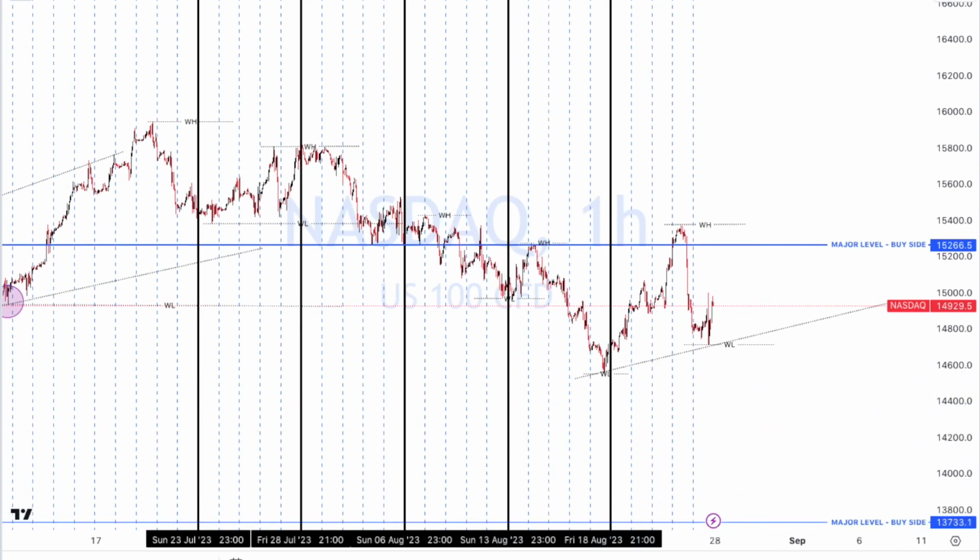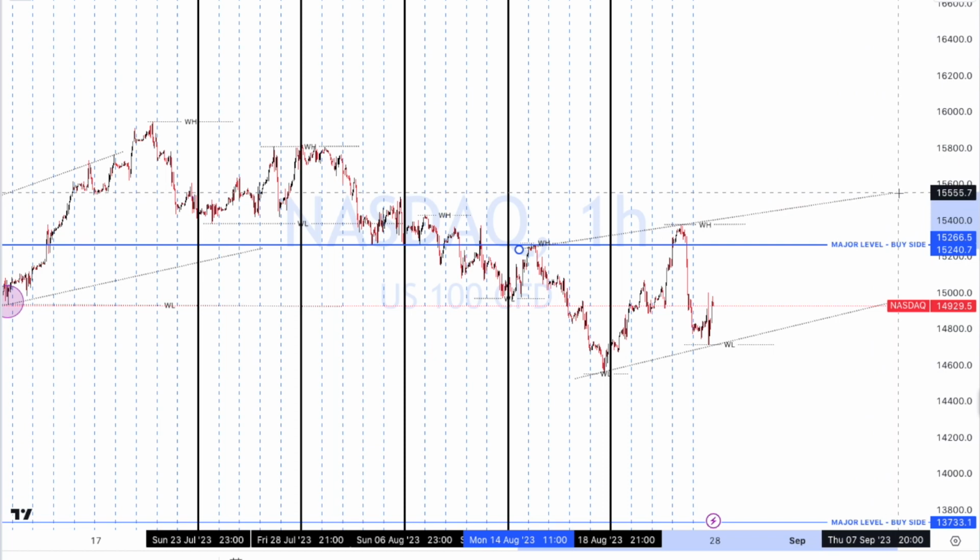Because in my opinion, market is still going to be breaking down. I'm not expecting market to be pushing up, although it may do slight little pushes to the upside, but in my opinion, it will be breaking down, right?